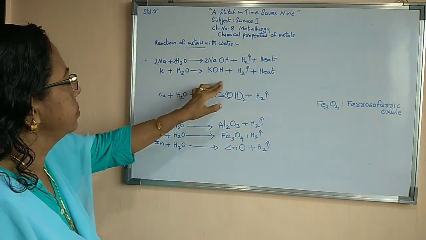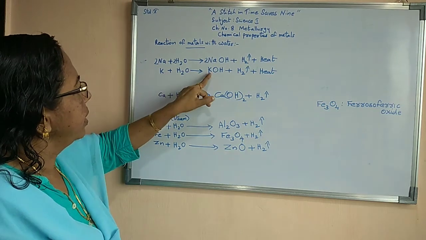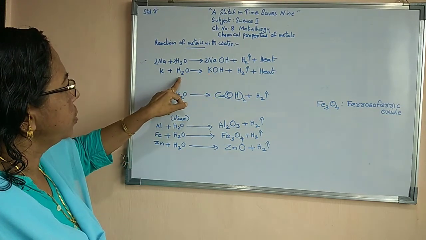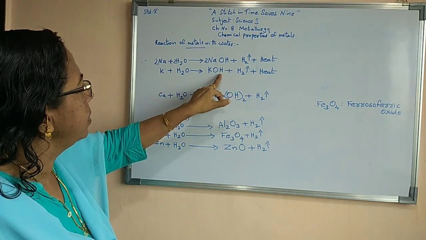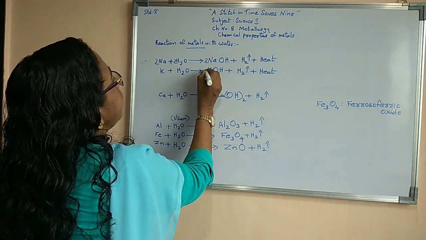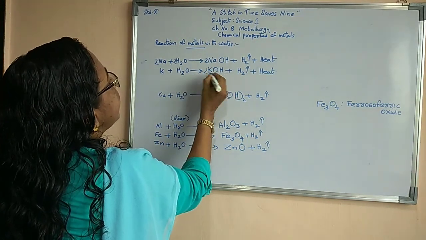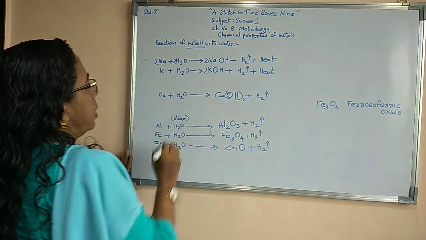Now we will see here. Here potassium 1, here also 1. Hydrogen here 2, here hydrogen 2 plus 1, 3 is there. So I am making here again 2 because single is there. So I made it as double.